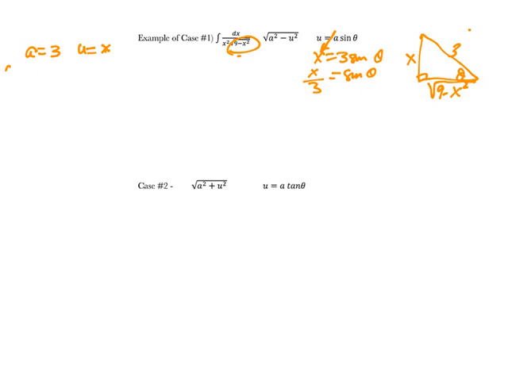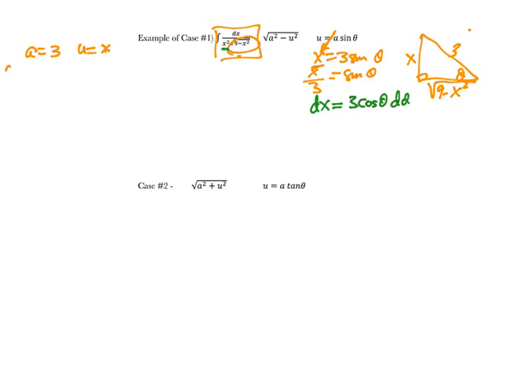So now what I'm doing is I have a pictorial representation of what this problem is. And I'm going to rewrite that problem using trig functions. So I'm going to rewrite in terms of theta. So the first thing I notice is I need a dx. Well, I have an x, so that means I can find dx. So dx, the derivative of 3 sine theta, would be 3 cosine theta d theta.